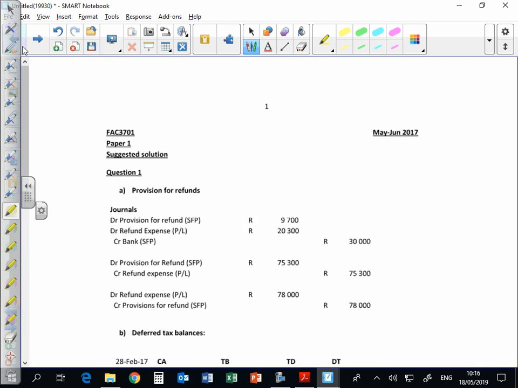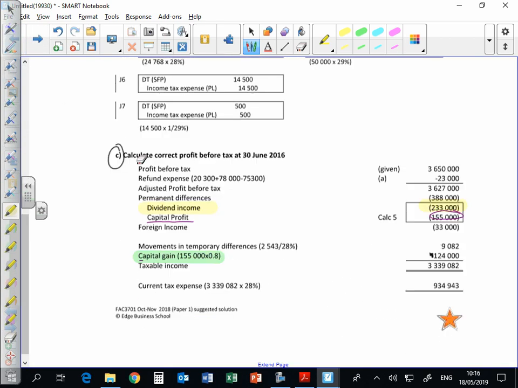In our calculation, we will need to take out that foreign income of 33,000. So we take out 33,000. It was included in our profit before tax. We now want to not tax it, so we exclude it at 33,000 Rand.